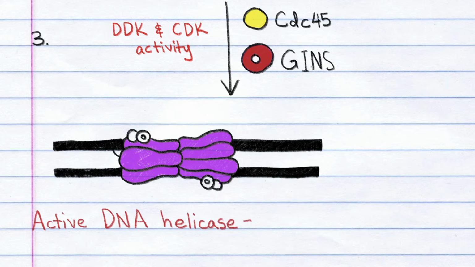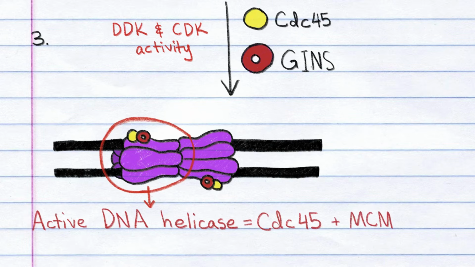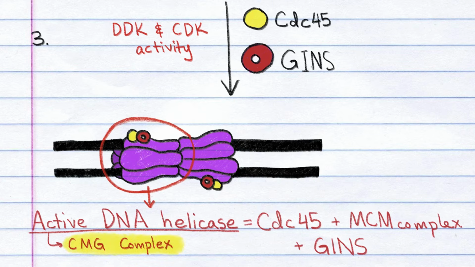Active DNA helicase consists of CDC45, 1 MCM complex, and GINs. So, active DNA helicase is also termed the CMG complex. The MCM complex plays the principal unwinding role in the CMG complex.